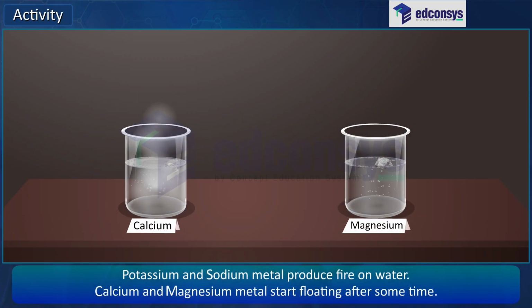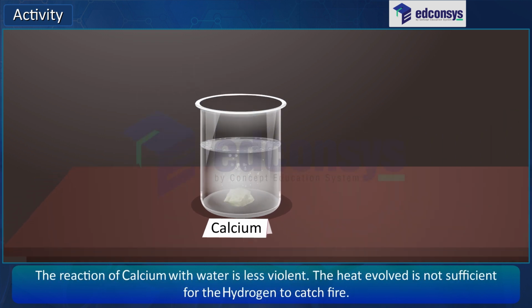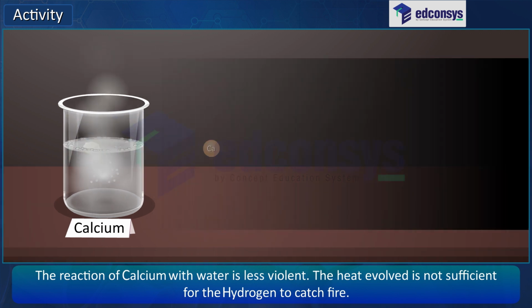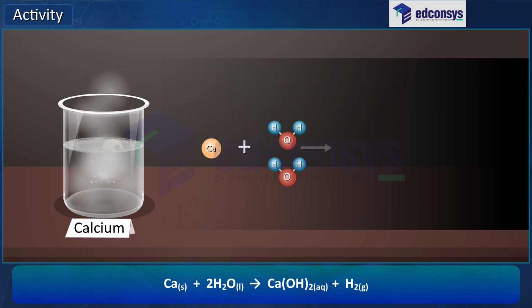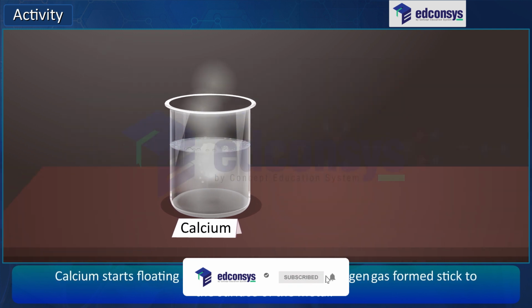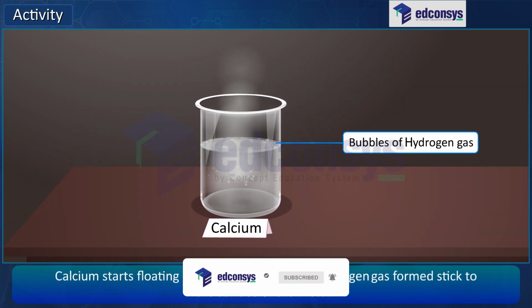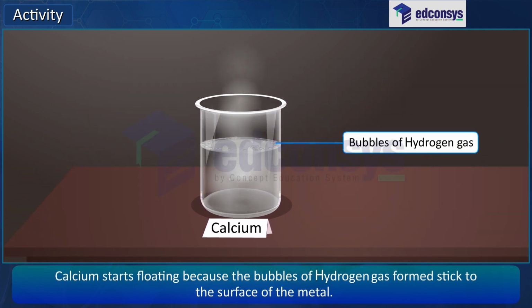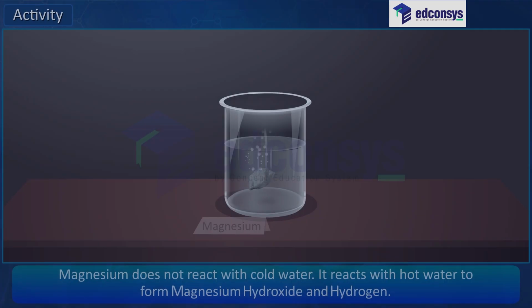Calcium and magnesium metal start floating after some time. The reaction of calcium with water is less violent. The heat evolved is not sufficient for the hydrogen to catch fire. Ca + 2H2O gives Ca(OH)2 + H2. Calcium starts floating because the bubbles of hydrogen gas formed stick to the surface of the metal.